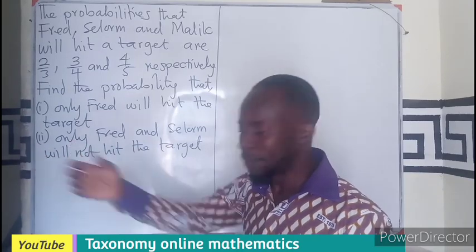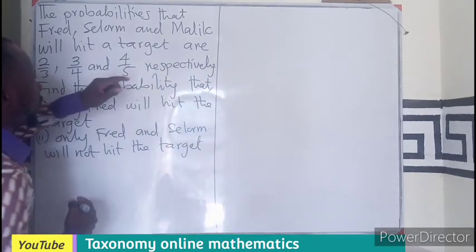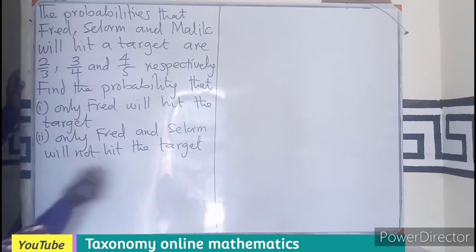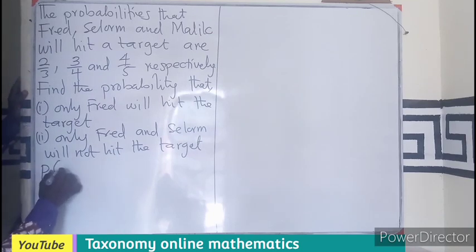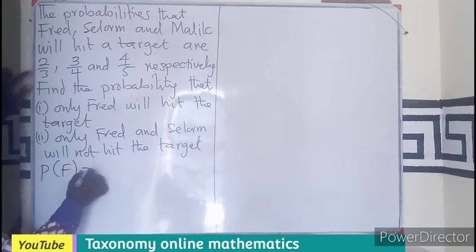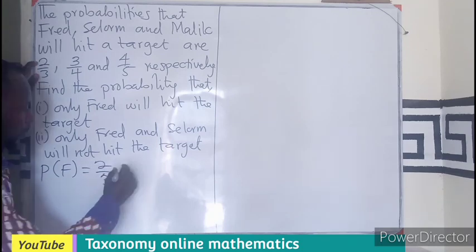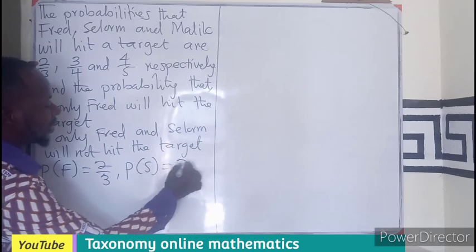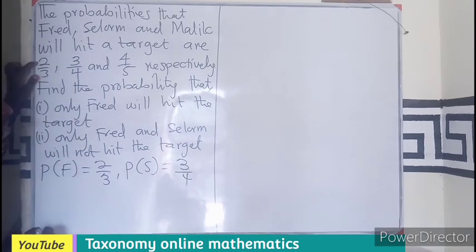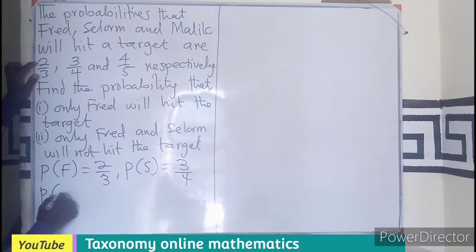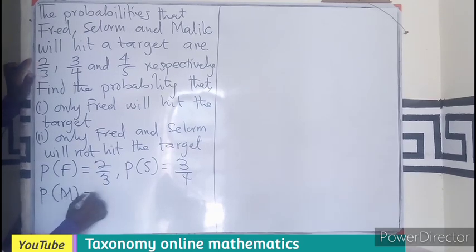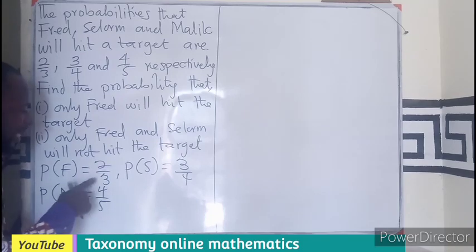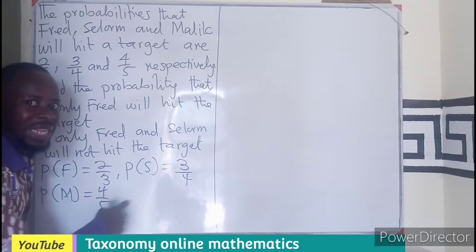In this case, let's use the beginning letters to represent the probabilities. The probability of Fred will be 2 out of 3. Then the probability of Salom is given to us as 3 out of 4. Finally, the probability of Malik is represented as 4 out of 5. So these are the probabilities that each of them hits the target.